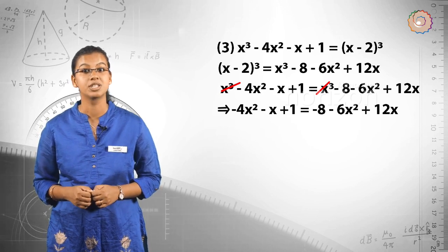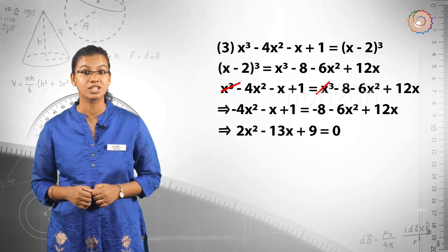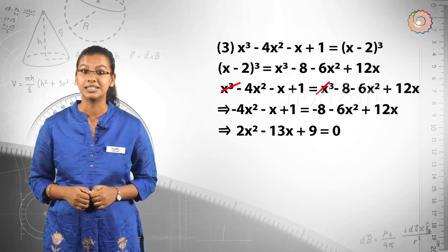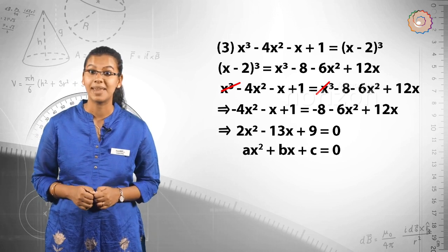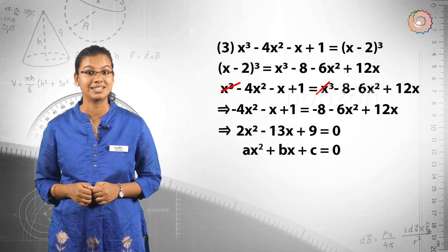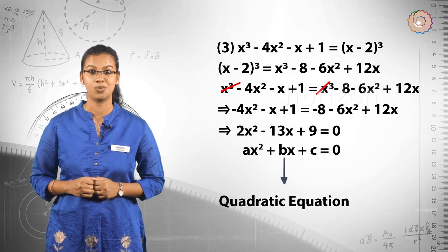Shifting all terms to LHS and simplifying them, we get 2x square minus 13x plus 9 equal to 0. It is of the form ax square plus bx plus c equal to 0. So the given equation is a quadratic equation.